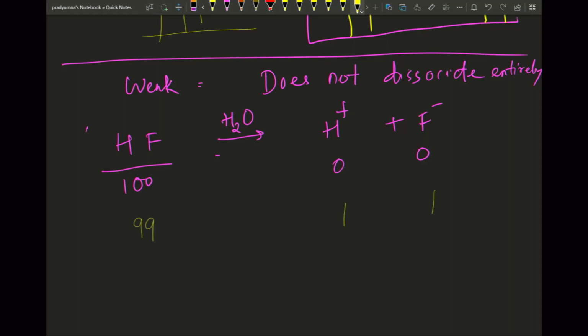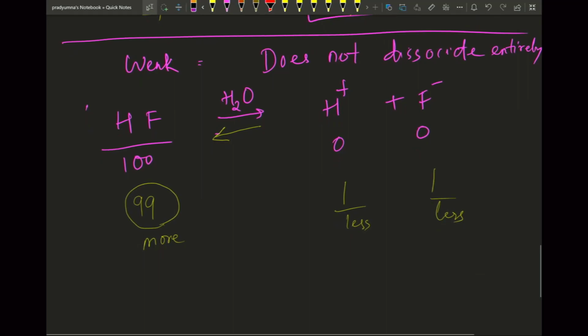So that's the ratio I was talking about. It's going to be extremely small. Only a very small amount of HF is dissociated into free H plus and F minus ions. This is an example of a weak acid. Whatever H plus and F minus you make are immediately switched back to the reactant side, HF, to recreate it. That's why you always get more of this and less of the dissociated portions.